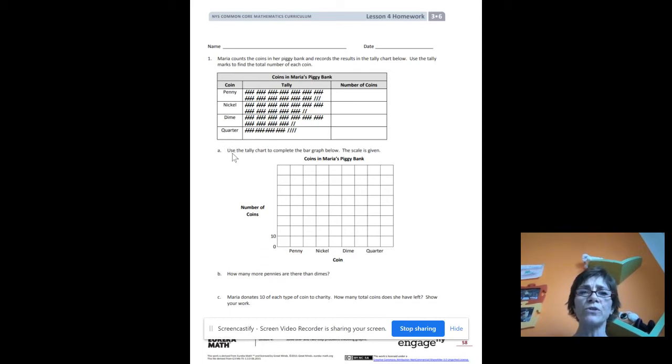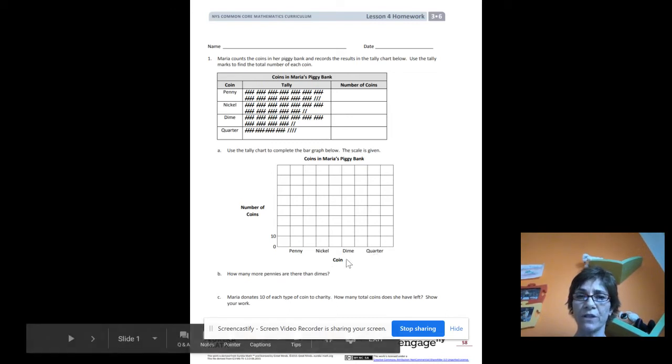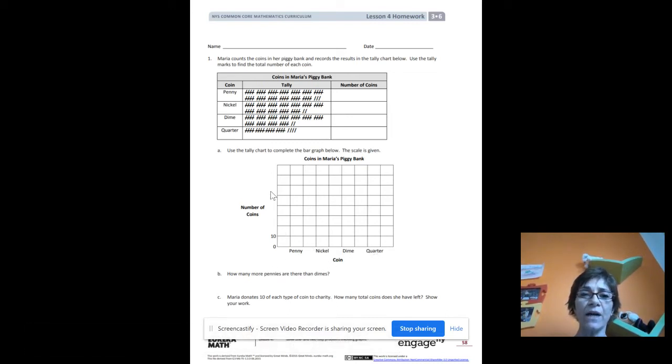Then what are you going to do? You're going to use the tally chart to complete the bar graph below. First of all, notice that the title of the bar chart is the same as the tally chart: Coins in Maria's piggy bank. That tells you what kind of information you are finding. On the horizontal line, we have the different kinds of coins: pennies, nickels, dimes, and quarters. And here you have the number of coins.